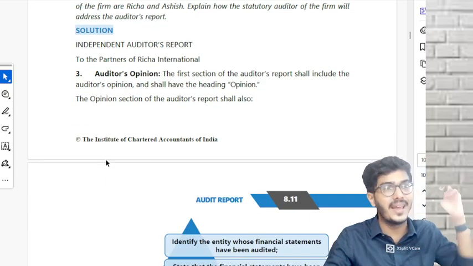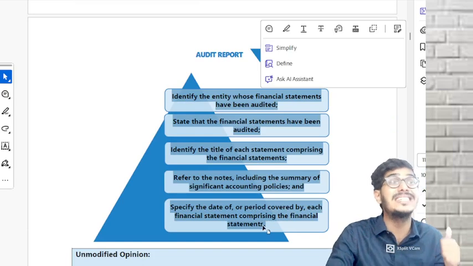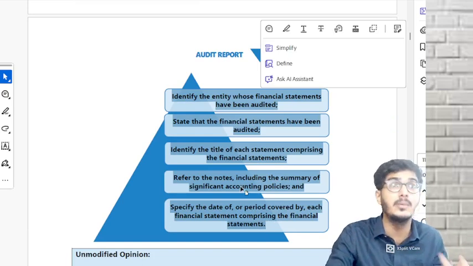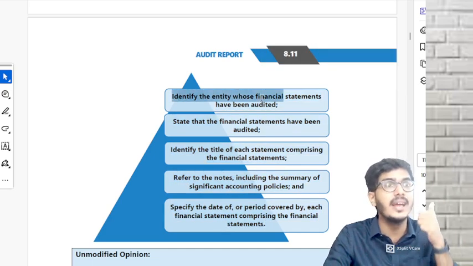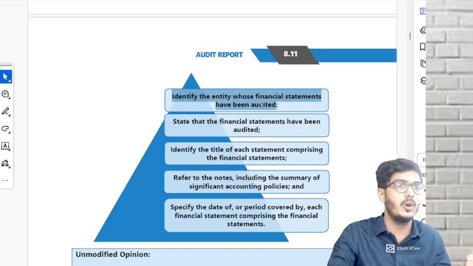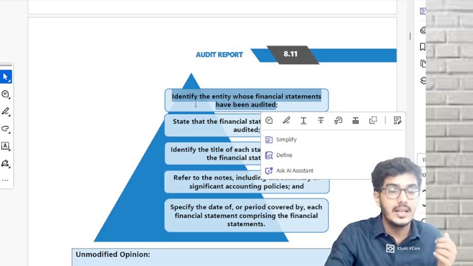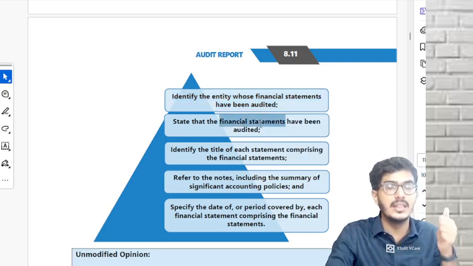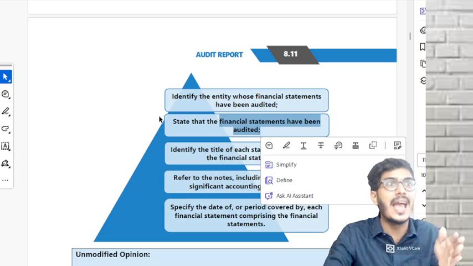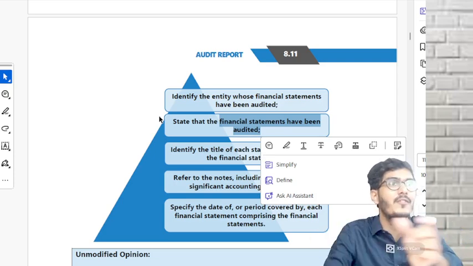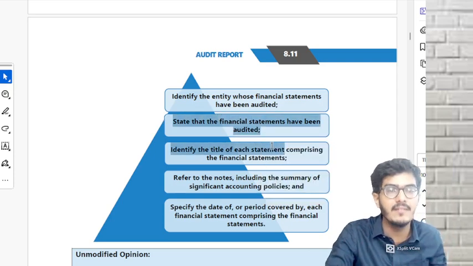In that opinion paragraph, your first paragraph, these 5 things you must state in your opinion paragraph. State means you must write it as it is. First one, always identify the entity whose financial statements have been audited. Write down the entity's name. Then state that the financial statements have been audited. If you open up a report, it will be written, we have audited the FS of Reliance Industries Limited. So it is stating that we have audited it.